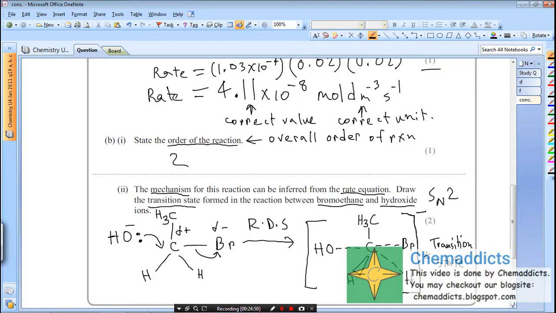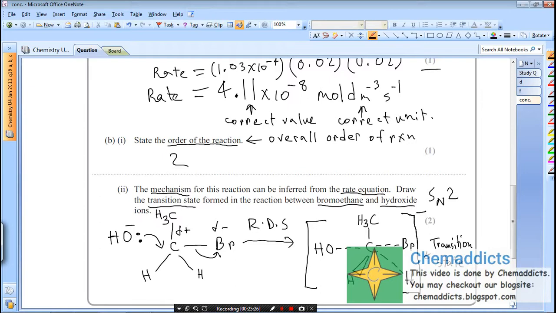Did I miss anything? Is it correct? Let us see. This bond breaks heterolytically. Here the bond is made heterolytically. Here we have the nucleophile with a negative sign, electron shown. Here we have three bonds with the carbon, then the H's, then the RDS. This is the RDS.